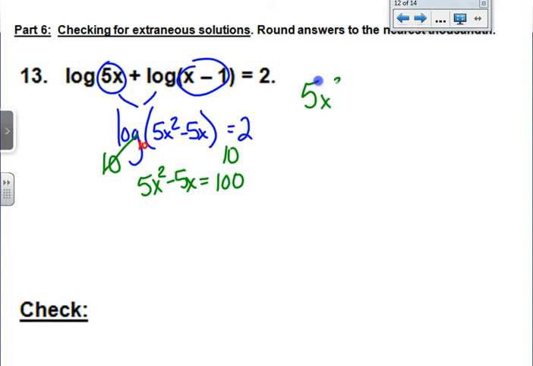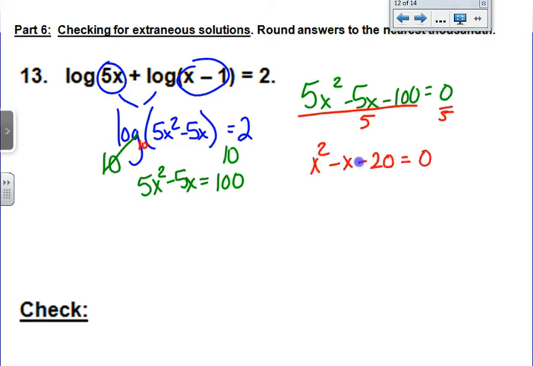So first thing I'm going to do is subtract the 100 over, set it equal to 0, and then do you notice that everything here is divisible by 5? So if I go ahead and divide each side by 5, I end up with x squared minus x minus 20 equals 0. That's a much nicer quadratic to try to solve because I can factor it easily. Multiplies to a negative 20 and adds up to a negative 1 would be a minus 5 and a plus 4. So when I go ahead and solve that, I get x equals 5 and x equals negative 4.